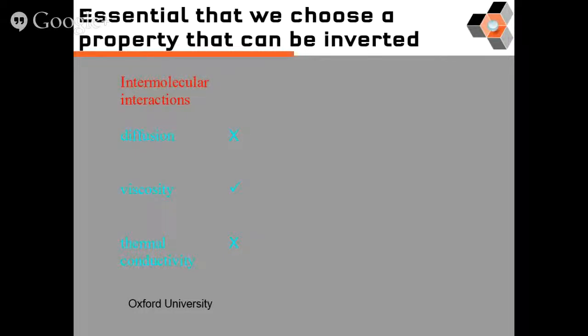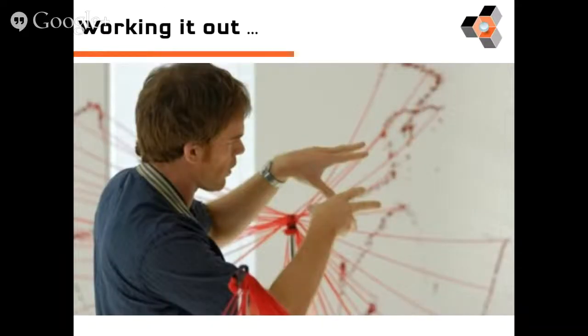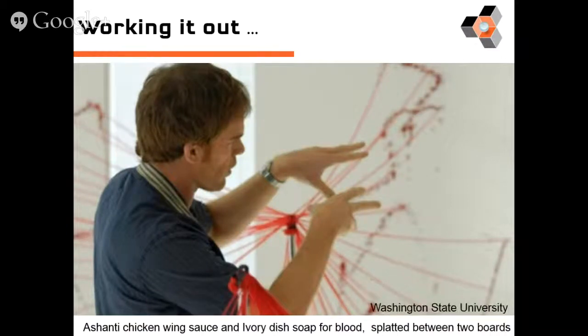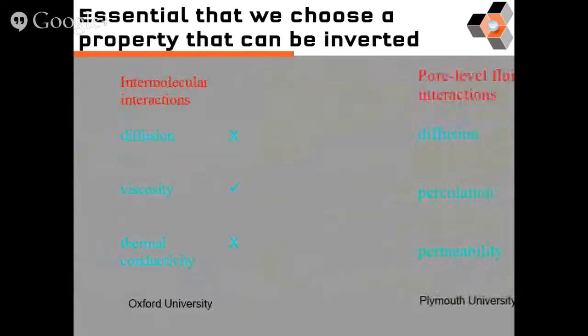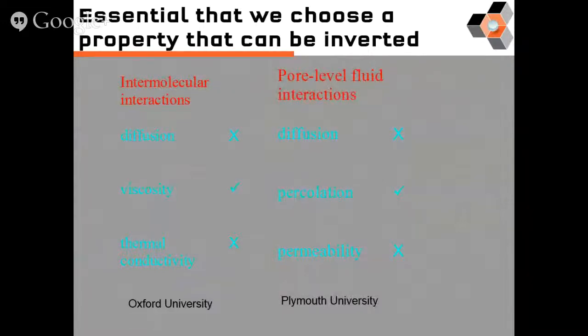So we have had a look at the blood splatter. If we go back to the PowerPoint slide, we are looking at the next slide here, which is that we choose a property that can be inverted. When I was doing my original research, PhD and postdoc at Oxford University, we were looking at very fundamental stuff, gas viscosities and so on. And it turned out that in terms of gas properties, the thing that you could invert was viscosity.